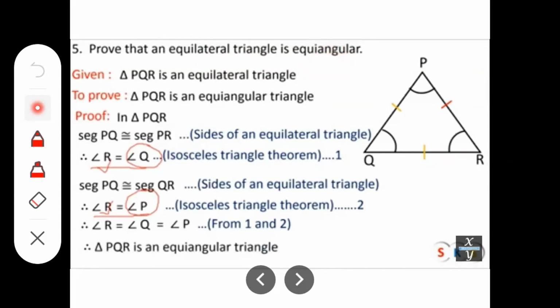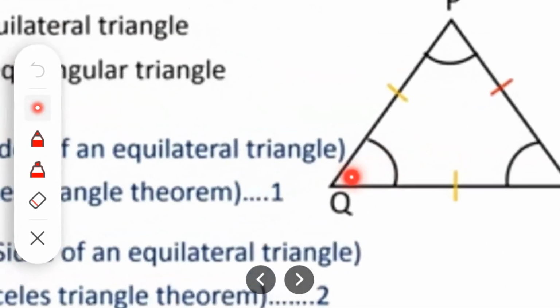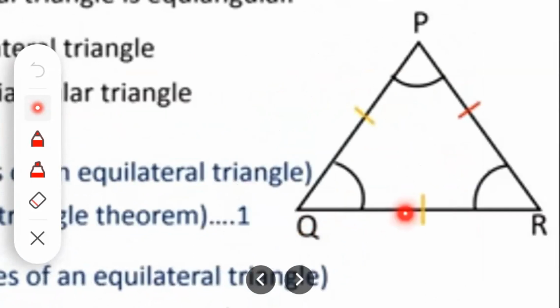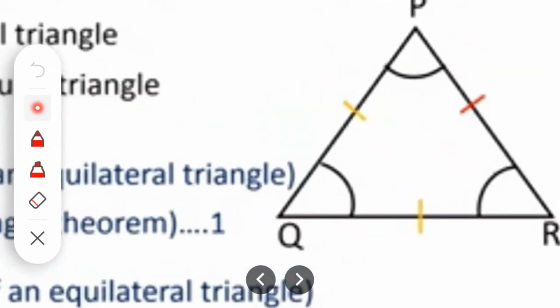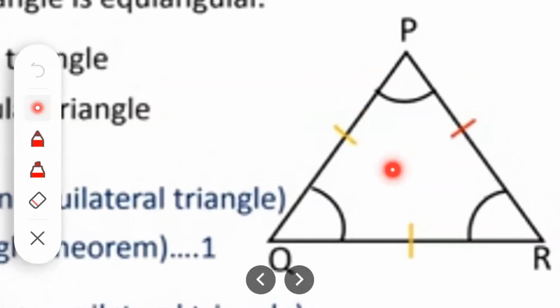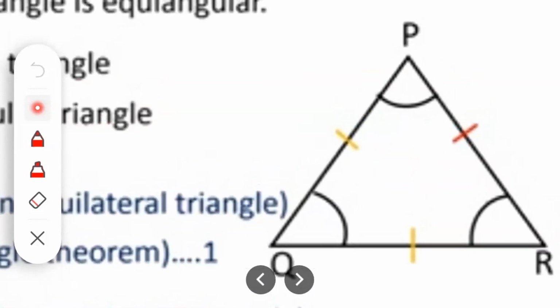Now see here in the diagram. The diagram is not given in your textbook, so you have to draw it on your own. This is a triangle I drew here, triangle PQR. You can label any way. As given, the triangle is equilateral, meaning all sides are of equal length. The single marking on each side means the sides are congruent to each other, each having the same length.